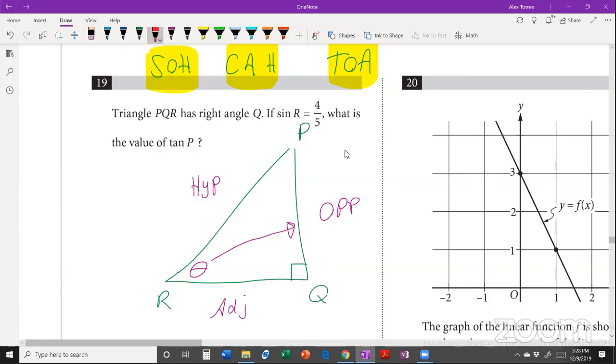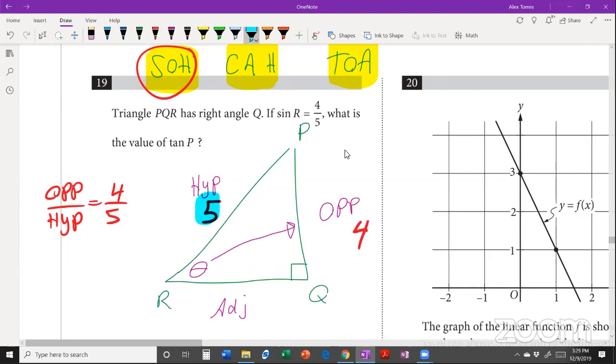So the question says that the sine of angle R is 4/5. So sine is opposite over hypotenuse. The opposite of R over the hypotenuse of R is 4/5. So the opposite is 4, the hypotenuse is 5. Now we're seeing that we have a 3, 4, 5 triangle.